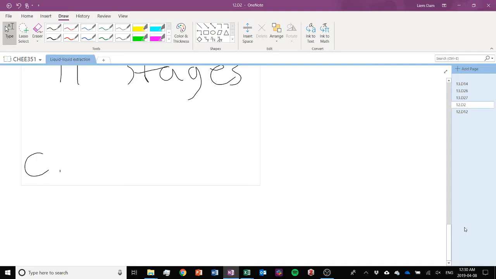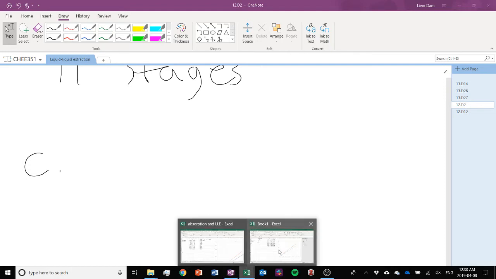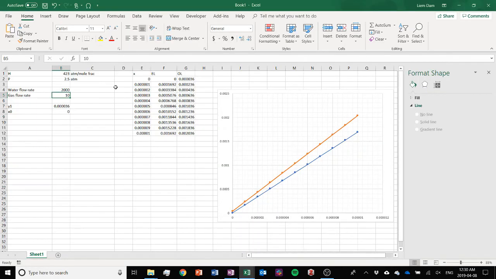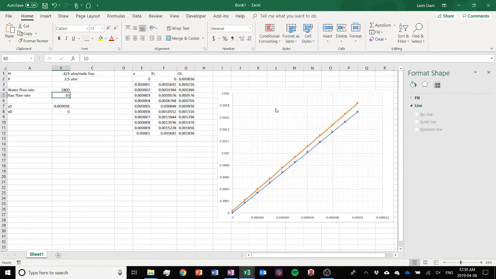Okay, now for part C, they're asking us to find L over V min, which means that we're trying to find a pinch point. So if we go back to the diagram, we know that if we adjust the water flow, right? So let's adjust this to something lower, like 1800. You can see that the operating line and the equilibrium line get closer and closer together.